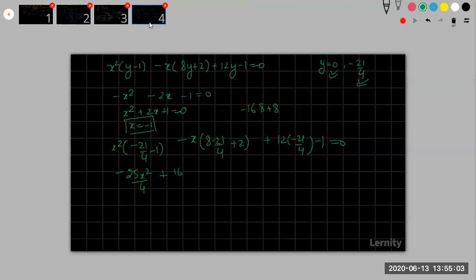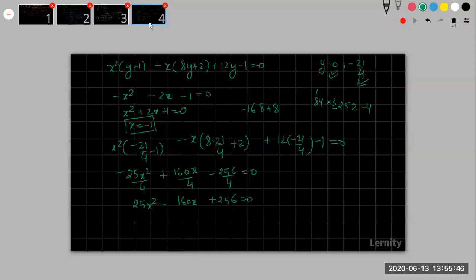So this will become plus 160x by 4, and this will be 12 into 21, which is 252, and minus 4, so minus 256. So this is minus 256 by 4 equal to 0, right? So the 4s get cancelled, I will take minus common, so this will be 25x square minus 160x, plus 256 equal to 0.